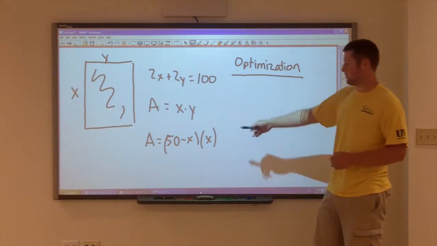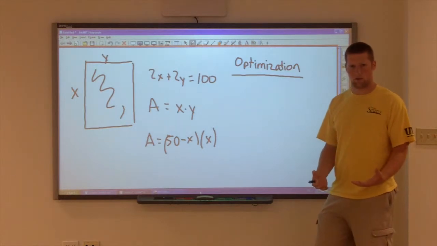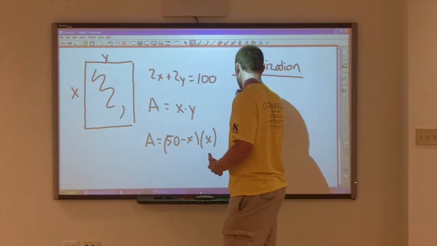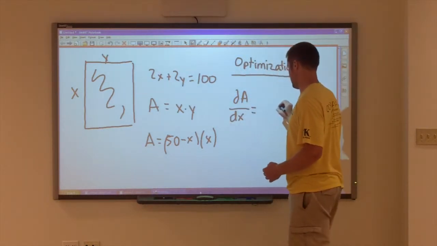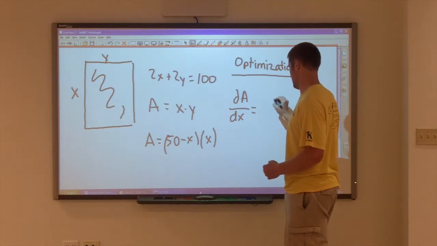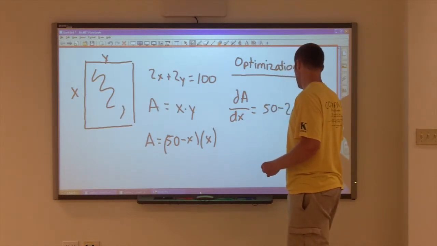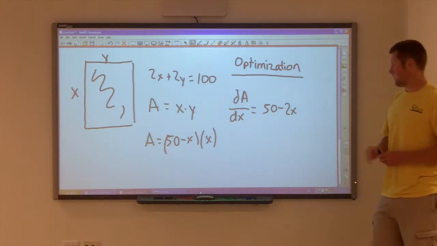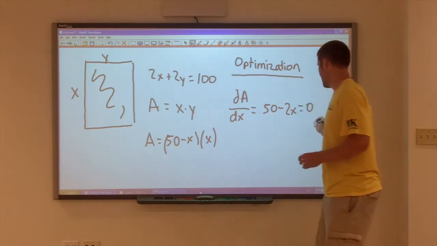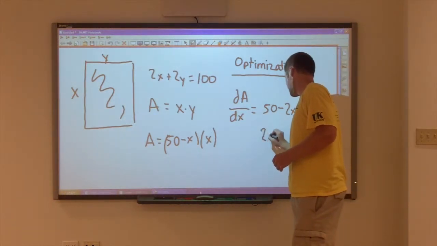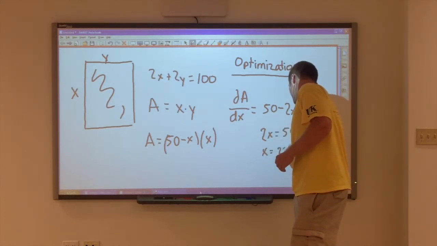Now all we have to do is take the derivative of our area function in terms of x, set it equal to 0, and determine if we found the maximum or minimum. So that is our derivative of our area function, 50 minus 2x. If we set that equal to 0, then we can solve for x. So 2x equals 50, and x would equal 25.